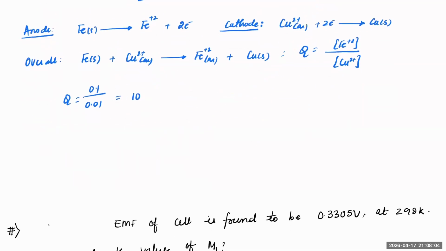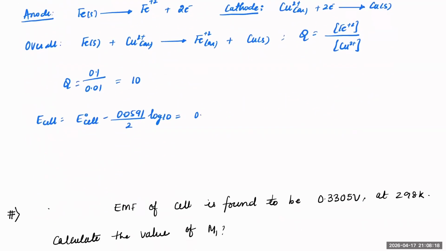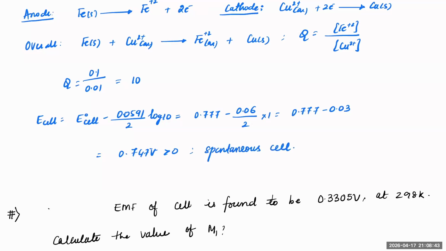So as you do that, we will get E cell is equal to E naught cell minus 0.0591 by 2 log of 10. So E naught cell we have got as 0.777, minus approximately 0.06 by 2 log of 10, which is 1. So that makes it 0.777 minus 0.03, which is equal to 0.747 volts, which is positive, suggesting that this is a spontaneous cell.